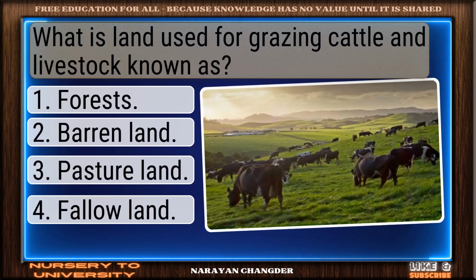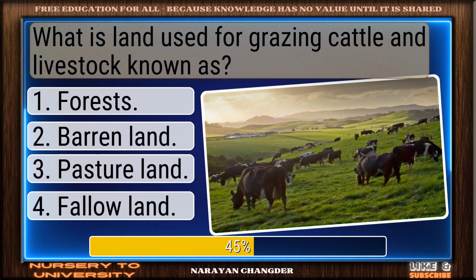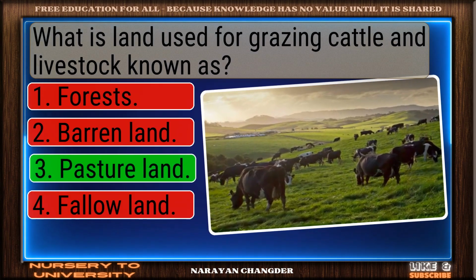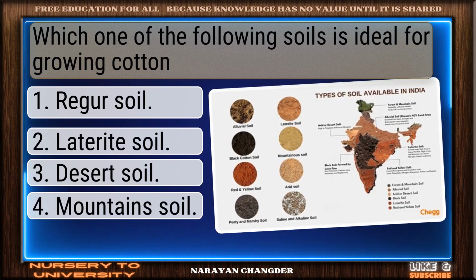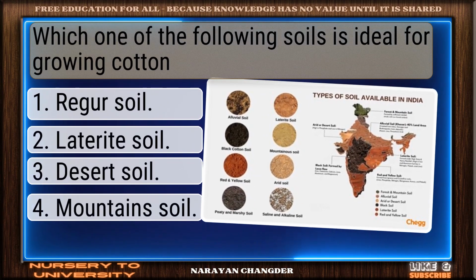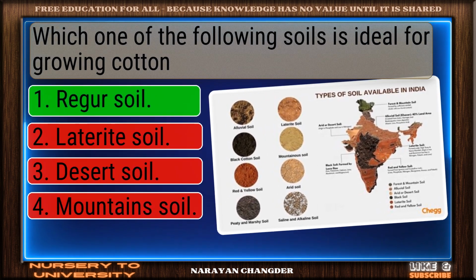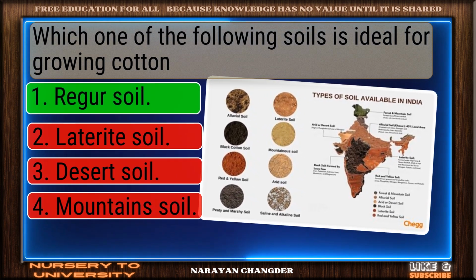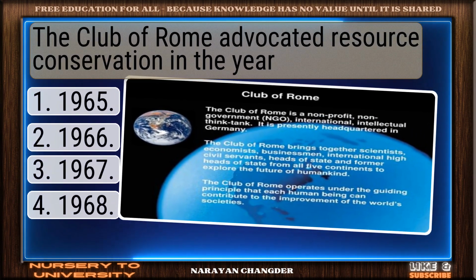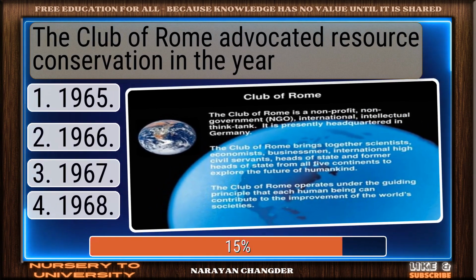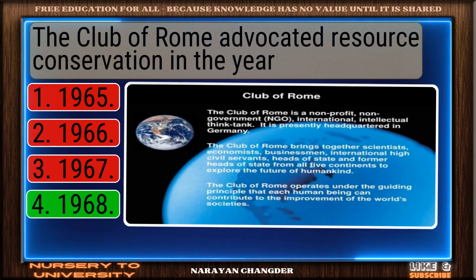What is land used for grazing cattle and livestock known as? Smart move. Pasture land is accurate answer. Which one of the following soils is ideal for growing cotton? You got it. Regur soil fits. The Club of Rome advocated resource conservation in the year. Nice work. 1968 fits perfectly.